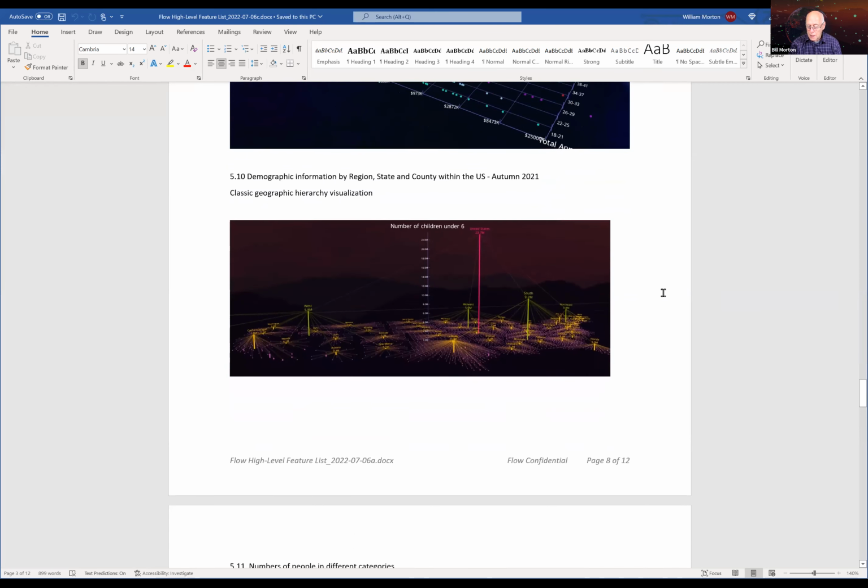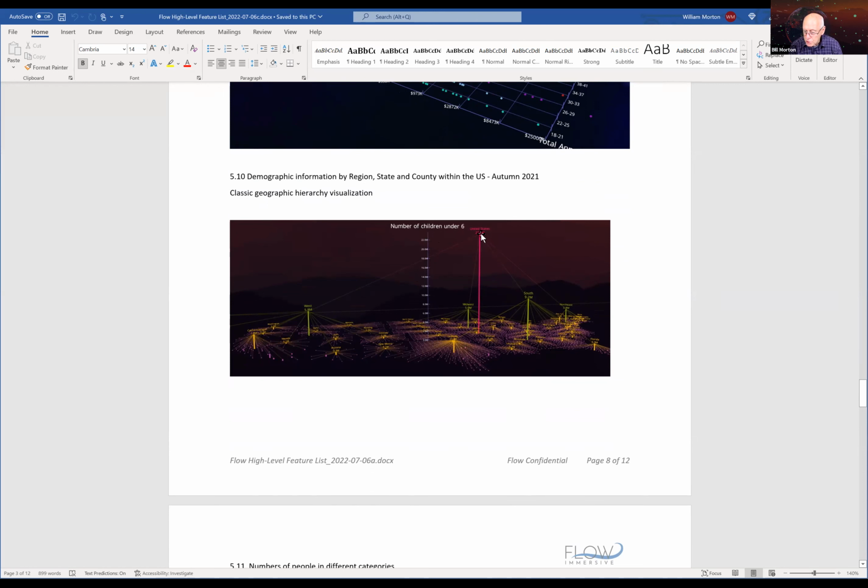This next chart was put out about a year or so ago by the University of Kansas. This chart is a geographic hierarchy chart. Here we've got the number of children under the age of 6 all across the country. In this chart, it's a little bit hard to see. I mean, it's a very wide chart.